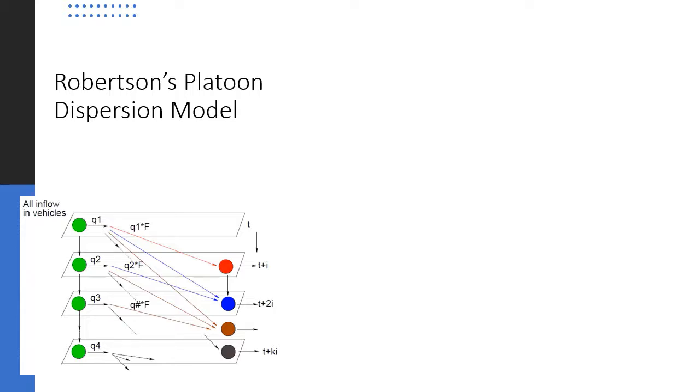The Robertson Platoon dispersion model is actually the weighted combination of the arrival pattern at the downstream end of the link during the previous time step, which is given by the second part of the equation.